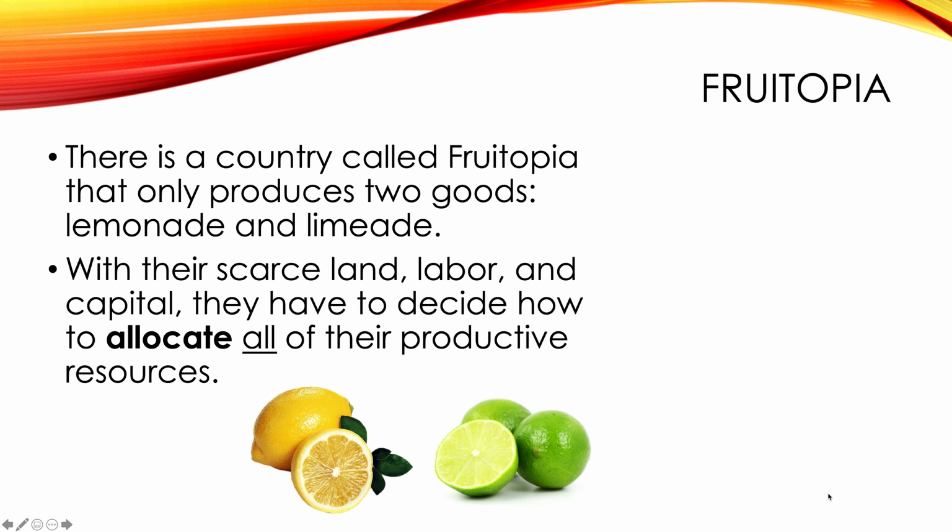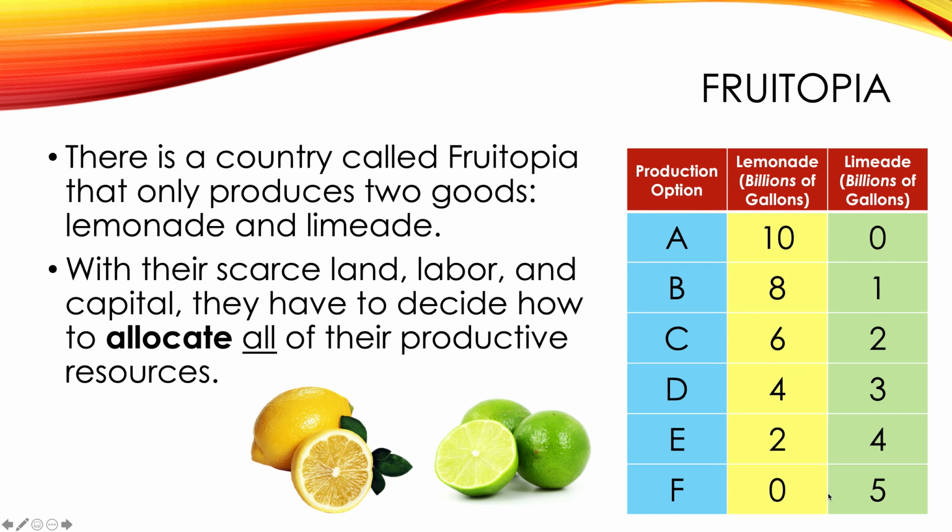Now, in the previous video, we talked about a table of production possibilities for your neighborhood cold drink stand. We're going to take the exact same table and apply it to the country of Fruitopia with production options A, B, C, D, E, and F. The only difference is we're changing the scale from being about you in your neighborhood to being about an entire country. So I've just changed lemonade from gallons to billions of gallons and limeade from gallons to billions of gallons. All of these numbers are the same. We're just scaling things up a little bit here.